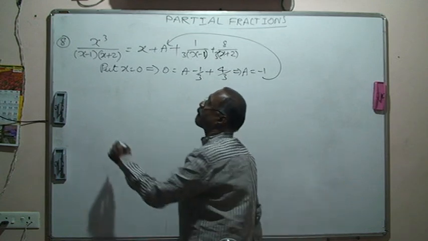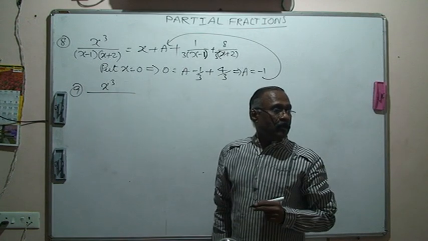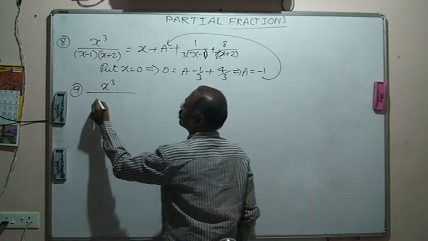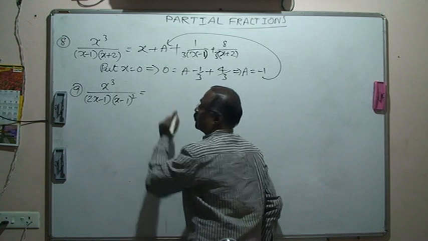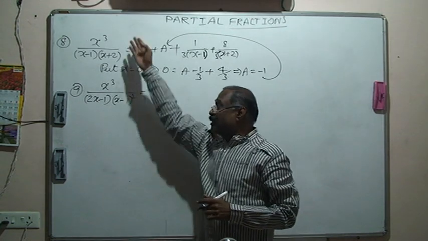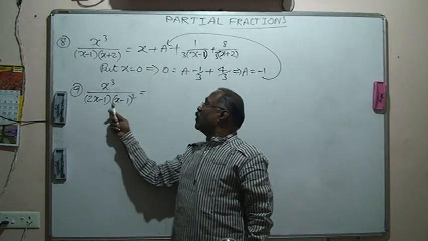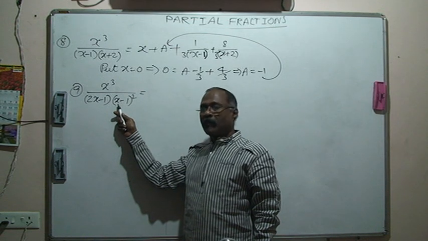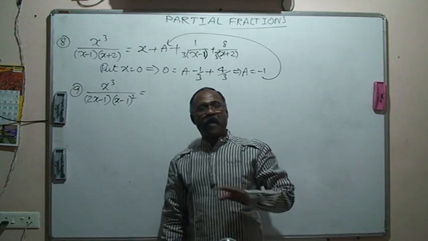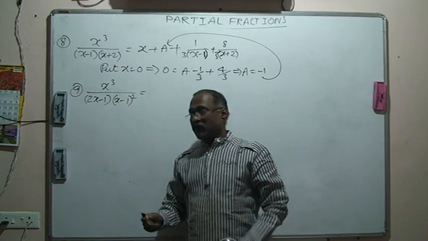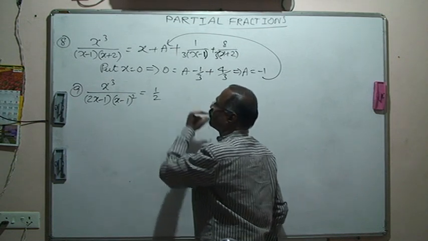x cube divided by x minus 1, 2x minus 1 into x minus 1 whole square. This is also an important model like this only, and now you will perfectly understand how I wrote this. Here, if you expand this, you will get an x square term here. 2x into x square, 2x cube, numerator x cube. Improper. Numerator degree and denominator degree are the same. But x cube by 2x cube, 1 by 2. That's it.